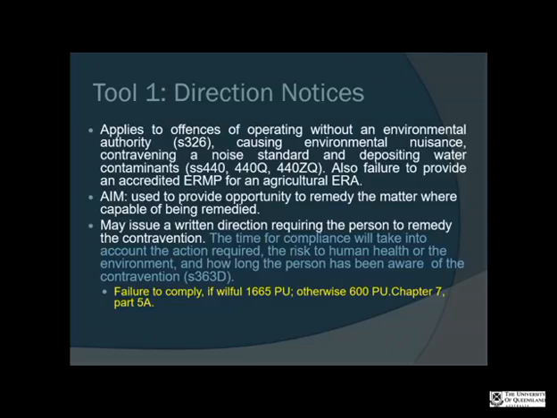The offence provisions that come with this, down the bottom: if you willfully fail to comply, well, then it's 1,665 penalty units. Otherwise, it's 600 penalty units. And we've seen that before in our offence provisions. If you do something willfully, so if you do it recklessly, without any regard for the consequences, then you're much more likely to get a severe penalty imposed on you.